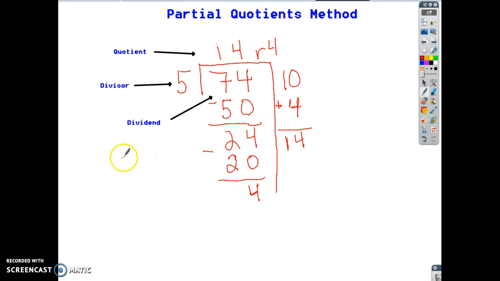If you want to check it, you can use your multiplication quick. So you can do 14 times 5. 5 times 4 is 20. Carry the 2. 5 times 1 is 5, plus 2 is 7, so 70. Then you add your remainder, so plus 4, and it checks out. 74.